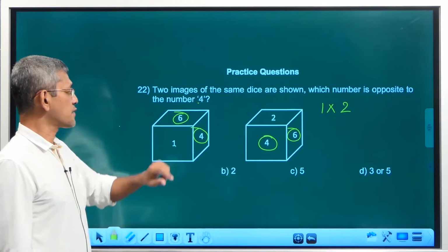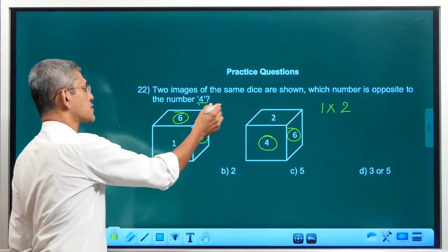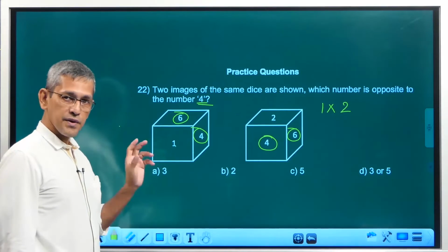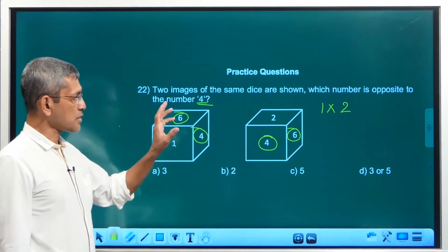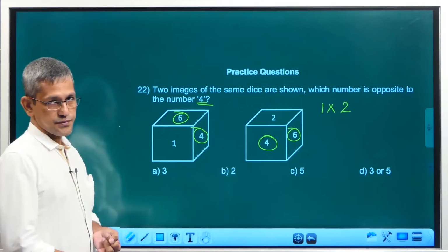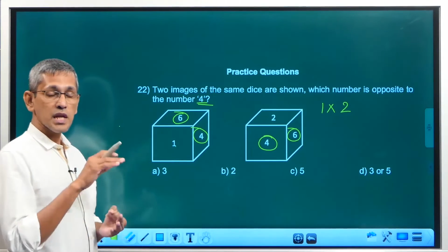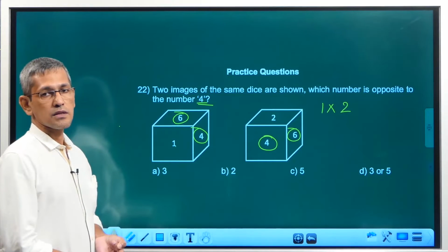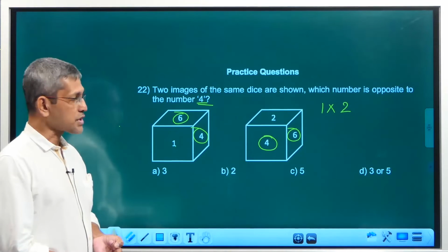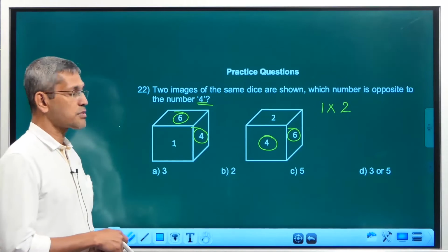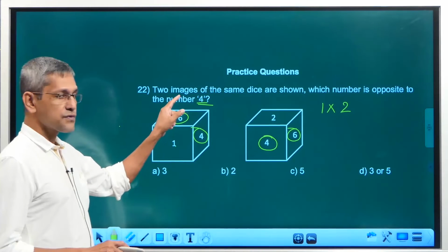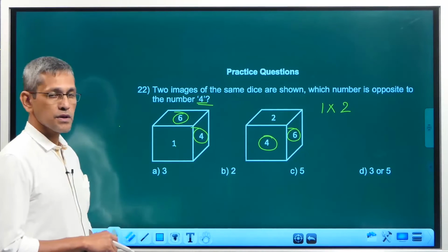Which is opposite to 4? We need to find which is opposite to 4. How do you get it? We have 2 common numbers. If we have 2 common numbers, we can apply rule number 3, but we cannot apply rule number 1 or rule number 2. And we cannot really apply rule number 4 as well. So there is no other rule we can apply, only rule number 3. If you apply rule number 3, what you get is 1 is opposite to 2. And what we need is to find which is opposite to 4.